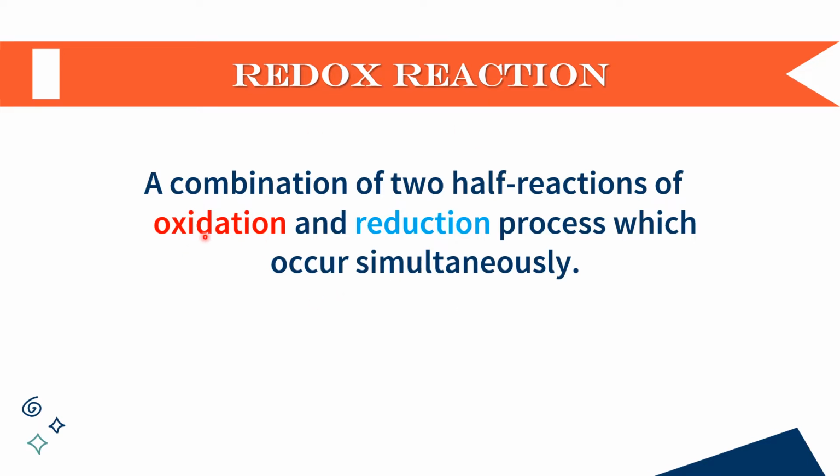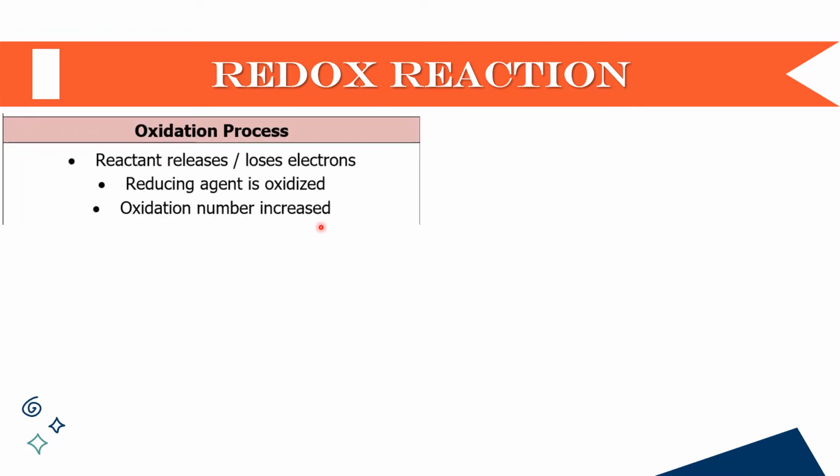I hope you still remember what is your oxidation process and what is your reduction process and how to write down the oxidation and the reduction equation. To refresh your memory, let's take a look one by one. The first one, we have oxidation process. What is oxidation process? It is when the reactant releases or loses electrons.